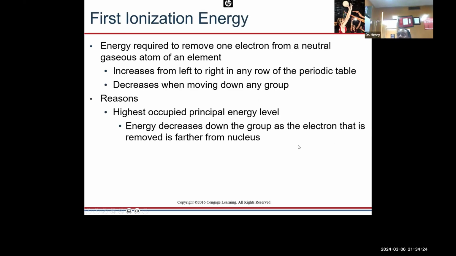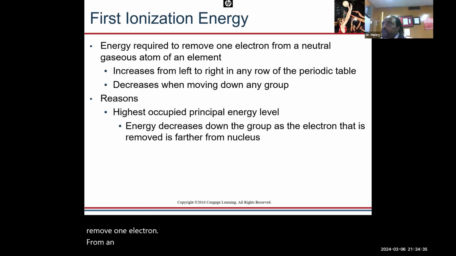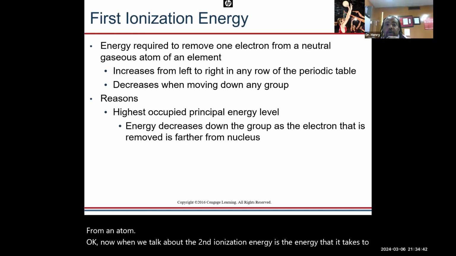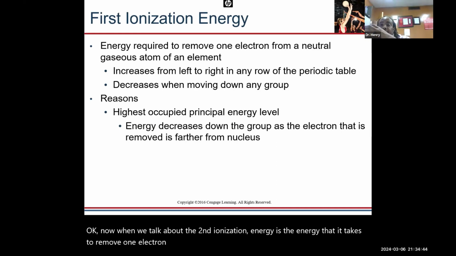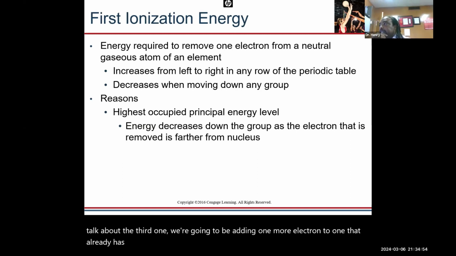Okay, so when we talk about the first ionization energy, that's the energy that it's going to take to remove one electron from an atom. The second ionization energy is the energy that it takes to remove one electron from an atom that's already lost one electron. The third one is removing one more electron from an atom that's already had two removed. So that would be the third ionization.